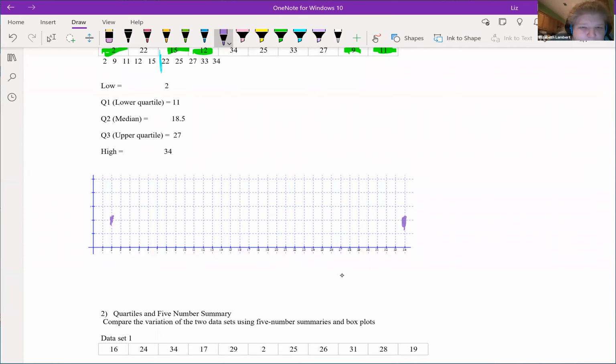Now, let's find 18.5. So there's 18 and 19. So I'm going to draw, that's a bad line. So there's our median line. Now we'll go find the lower quartile of 11. And I'm making these bigger so I can draw the box. And then the upper one at 27, which is here. And then I just draw in the whiskers.